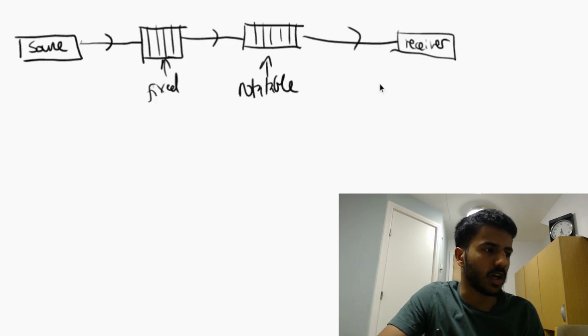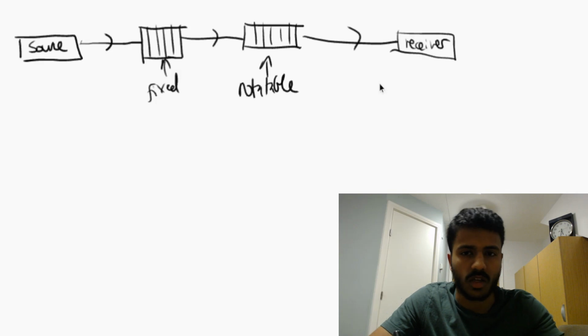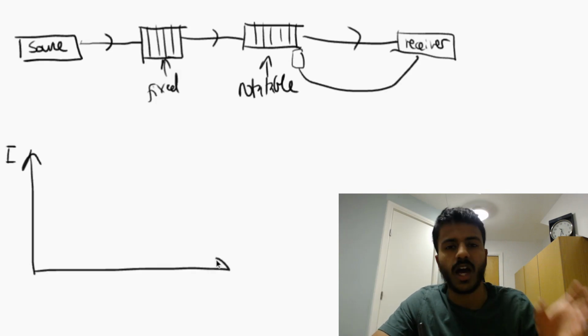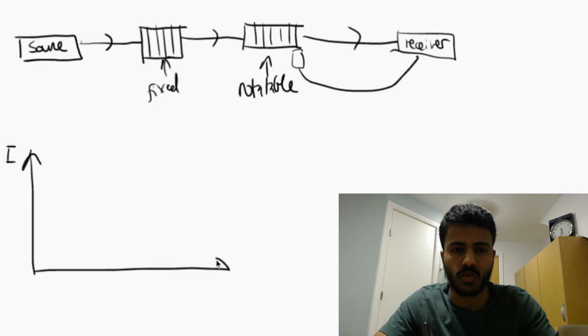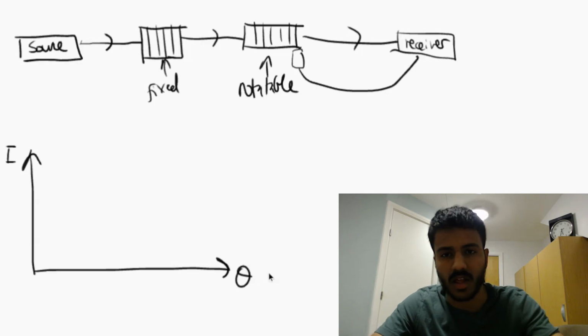And on this other side of this rotatable filter, I have a receiver. And this receiver is going to plot a graph of intensity. And it's also connected to this rotatable filter, so it can measure the angle at which this filter is at. So it's going to plot a graph of intensity against the angle theta that this rotatable filter is at.